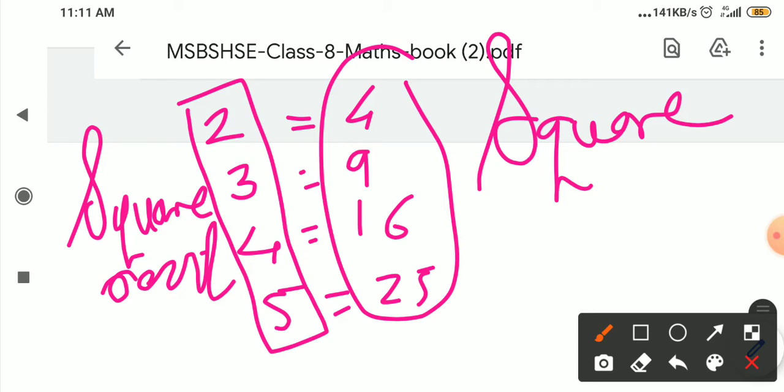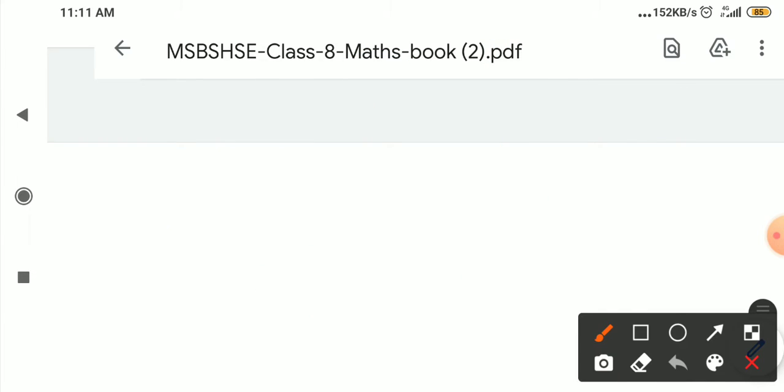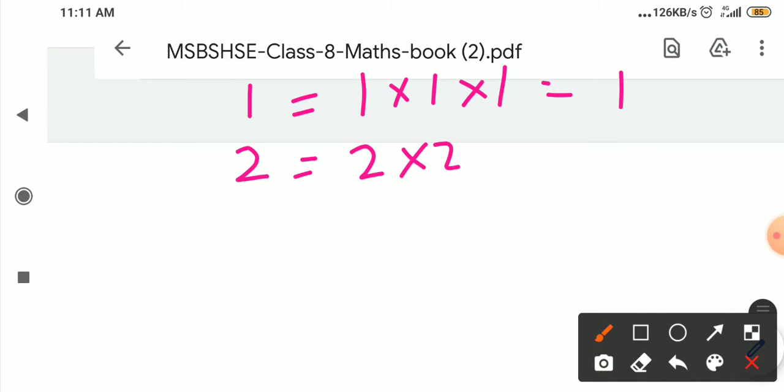Similarly, we have cube and cube root. First of all, 1's cube is 1. Do you know how to find the cube of a number? By multiplying the same number 3 times. So here 1 into 1 into 1 equals 1. 2's cube is 2 into 2 into 2. 2 2s are 4, 4 2s are 8.